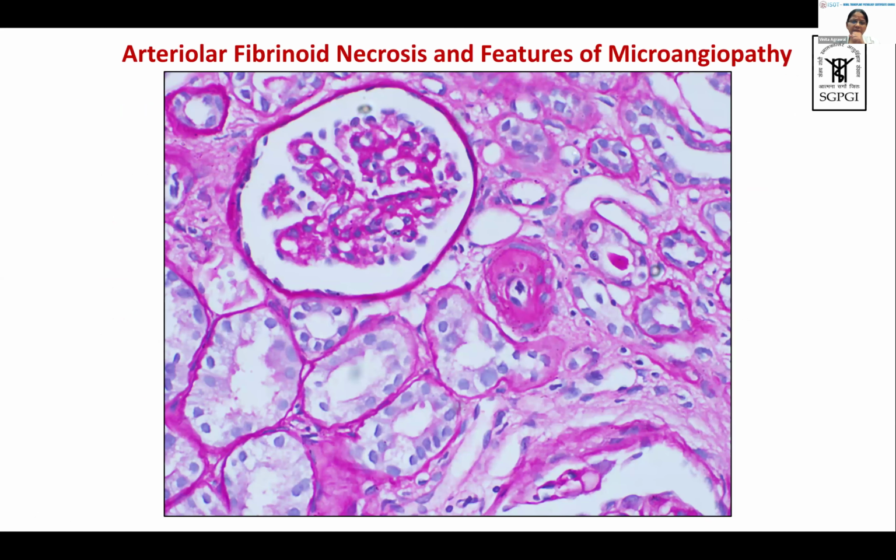So, as I said, in severe cases, you can have arteriolar fibrinoid necrosis and features of microangiopathy. So here is an arteriole where you see complete loss of the myocytes with presence of these fragmented RBCs in the wall.